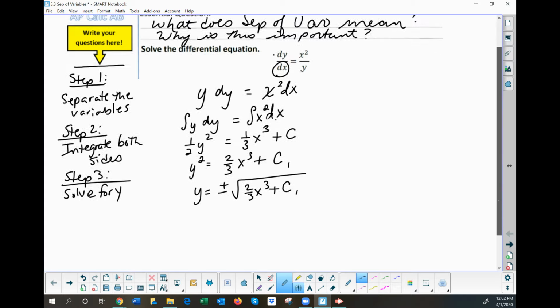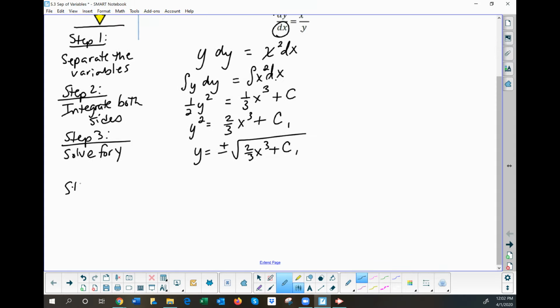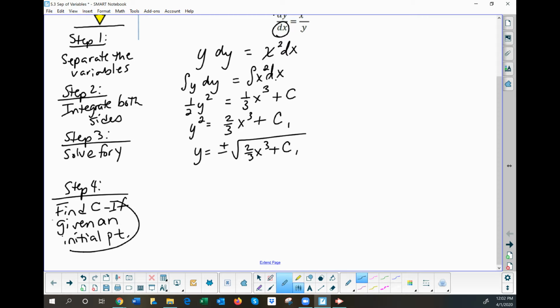So step 4, if we have it, is finding C if given an initial point. That initial point is a point that our curve must pass through. Much like when we were drawing the solution curve on a slope field, we had to go through that point. So what we're trying to do is find the exact equation that precisely goes through that point. Okay? There's problem 1 done.